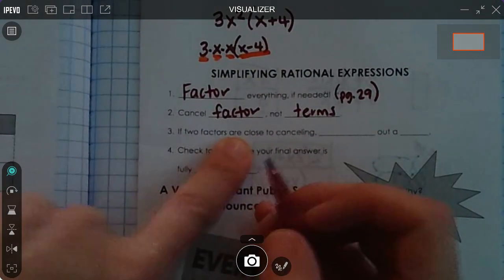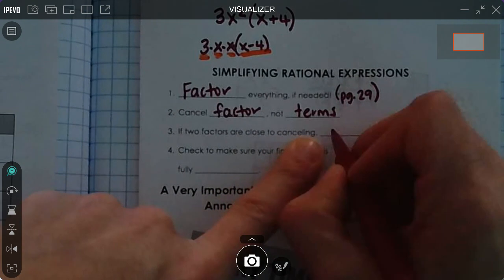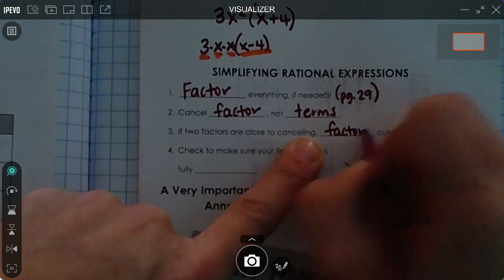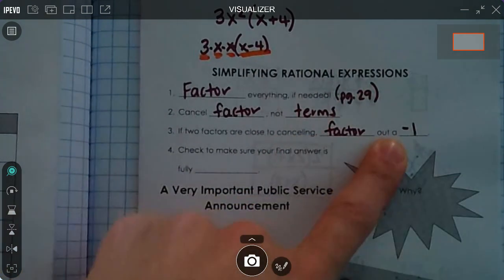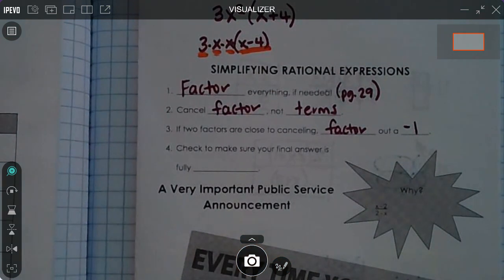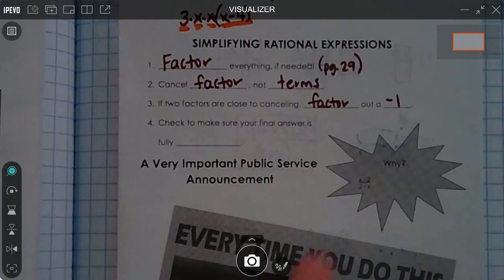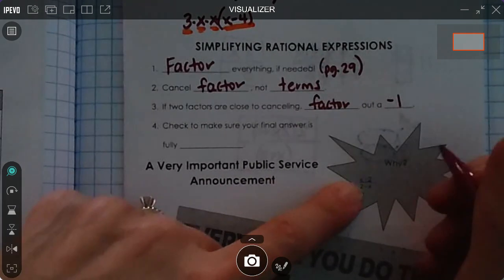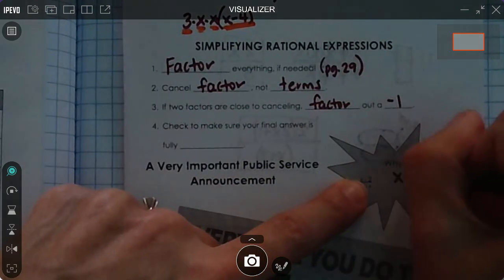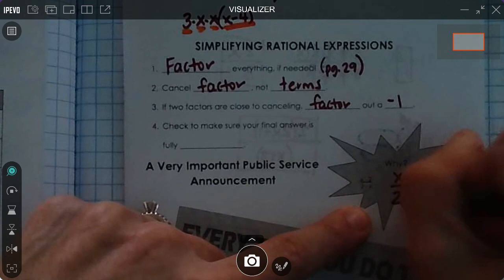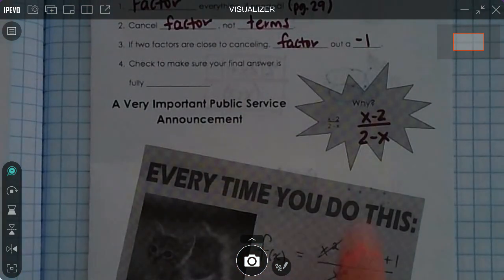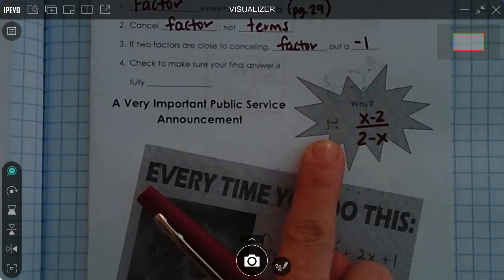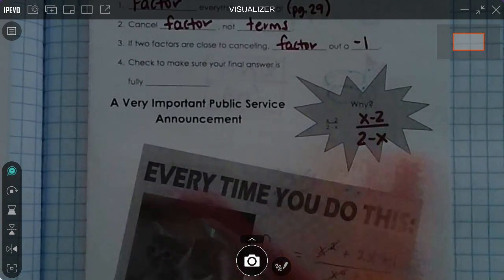All right, so write this down. If two factors are close to canceling, factor out a -1. Okay, write that down and we'll show you what it looks like. I'm going to write that a little bit larger, and I am rewriting this because it is extremely small right there. That's what that little blob says, okay? So when I say close to canceling, that's what I mean.